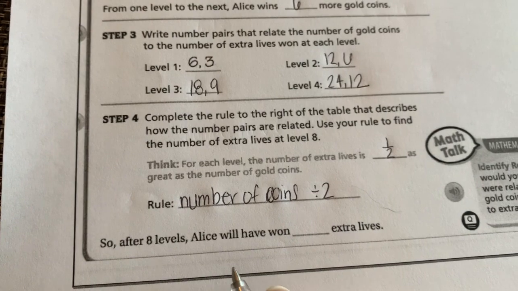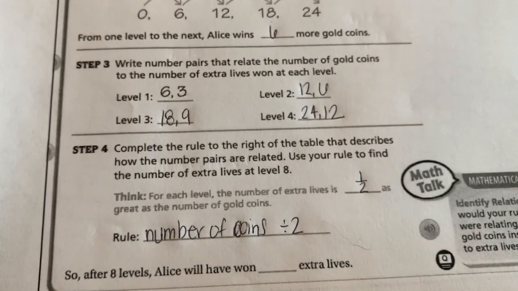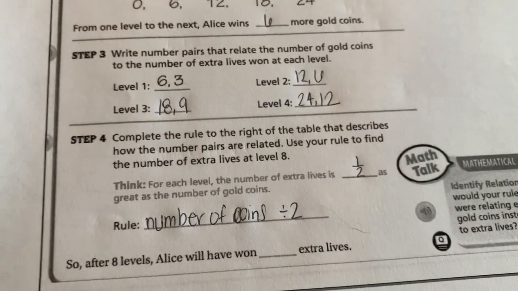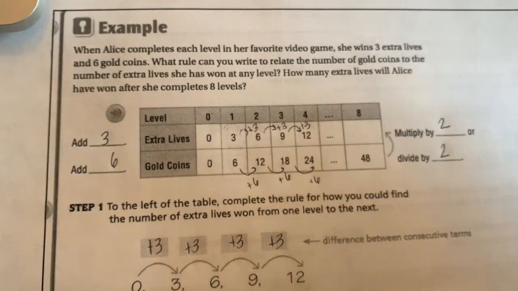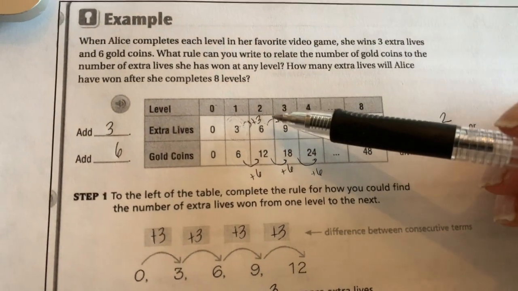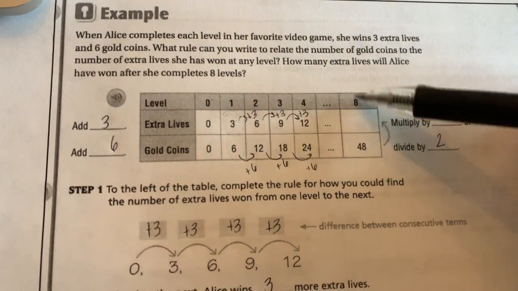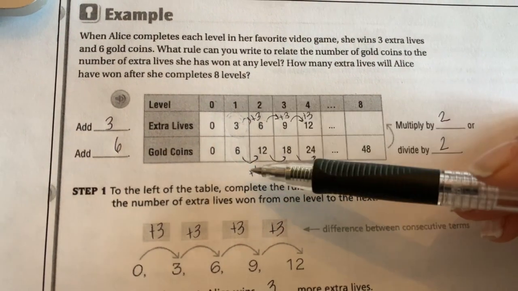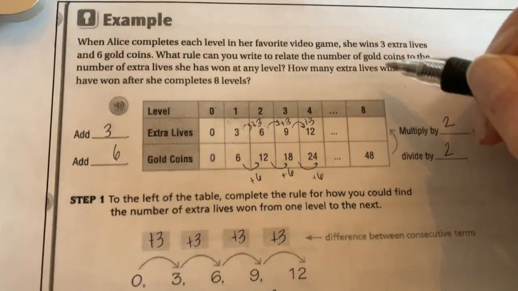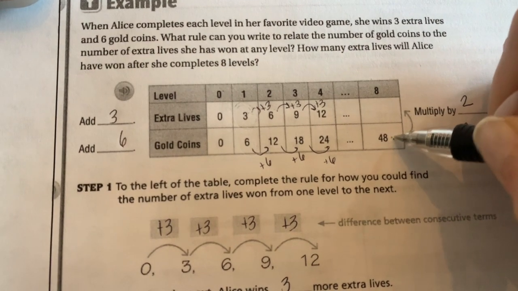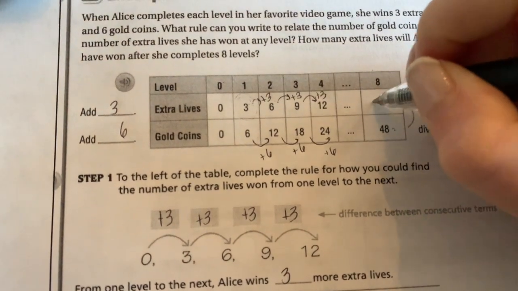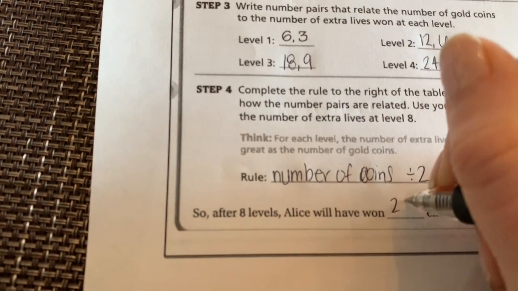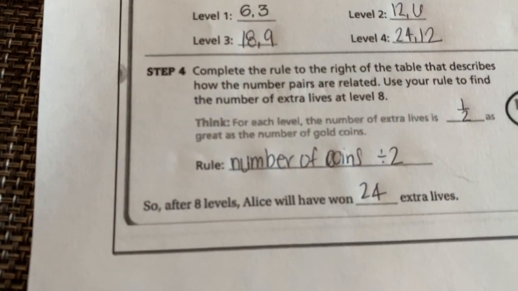Okay, so after 8 levels, how many lives will Alice have, right? So let's figure this out. After 8 levels, she's going to have, what did we do here? We had multiplied by 6 to get the 48. Every single level we're adding 6, right? So she's going to have 48 coins after 8 levels. And to find how many lives she has, we decided that we were going to divide this by 2. So 48 divided by 2 is 24. So she's going to have 24 extra lives.